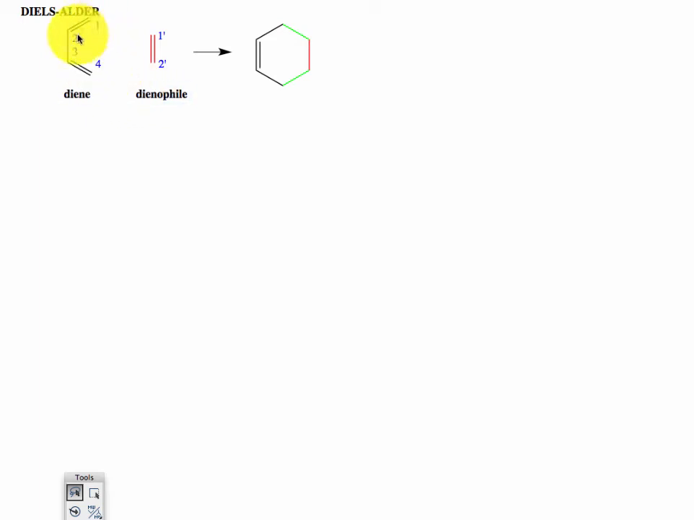So in the diene, 1, 2, 3, 4 reacts with a dienophile, which is diene-loving, 1', 2', and if we follow the curved arrows shown, we create new bonds. We create a new sigma bond here in green, and a new pi bond between carbons 2 and 3. So our new bonds are between carbon 1 on the diene and 1' on the dienophile, and 4 on the diene and 2' on the dienophile. And we have a new pi bond between carbons 2 and 3 on what was originally the diene.